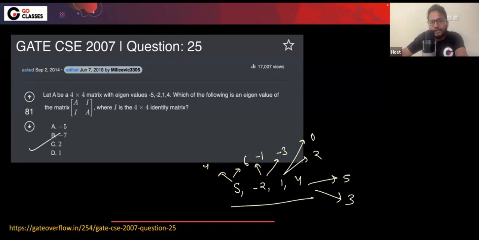So this was one of the very difficult questions. That's why on GATE Overflow also there are 81 upvotes. But if you have understood the block matrices, only one question has been asked till now. Maybe the reason is that it requires a lot of block matrix properties and all of this, right?